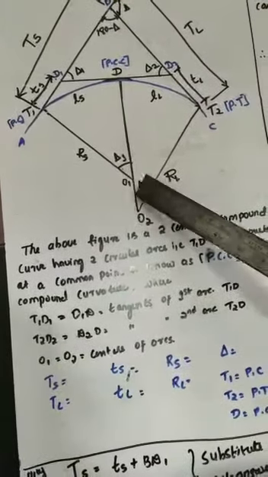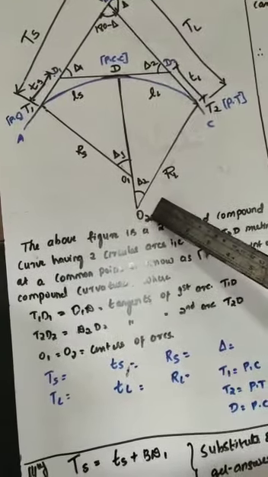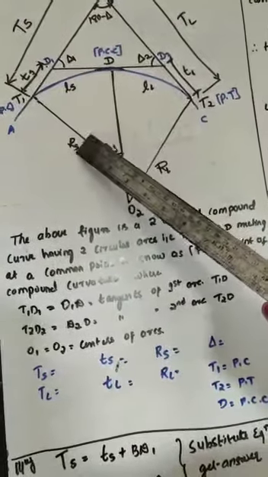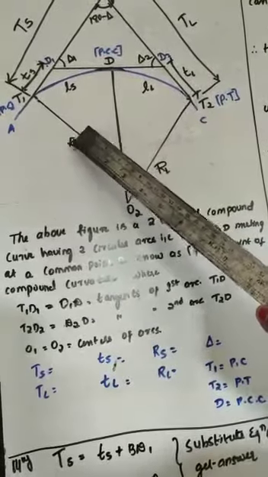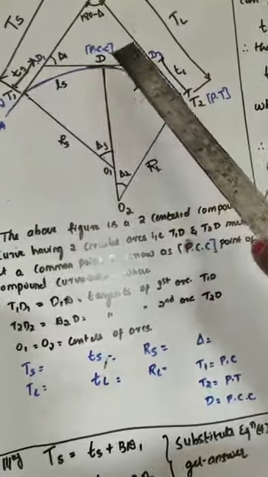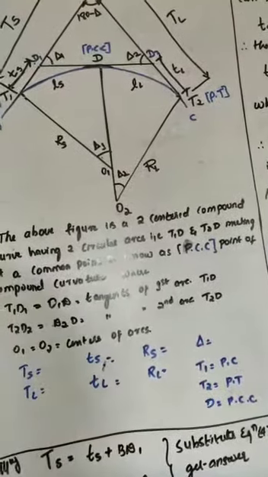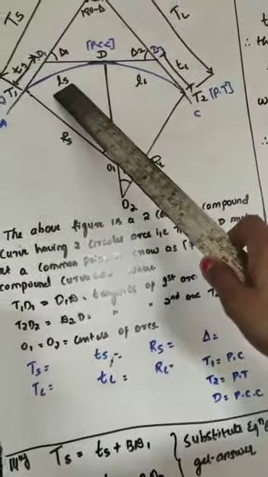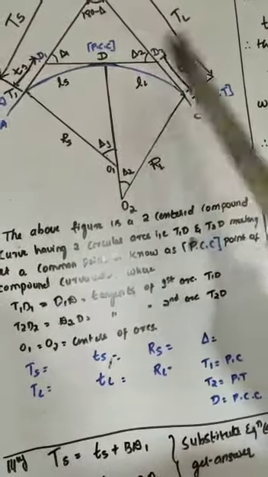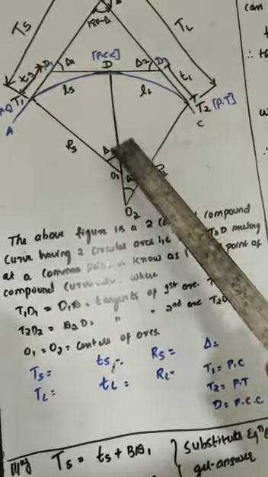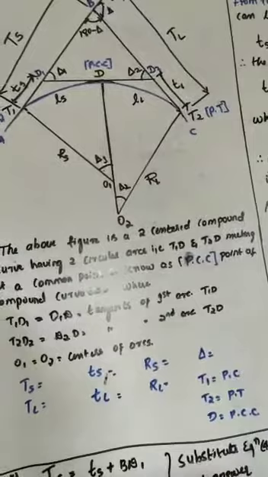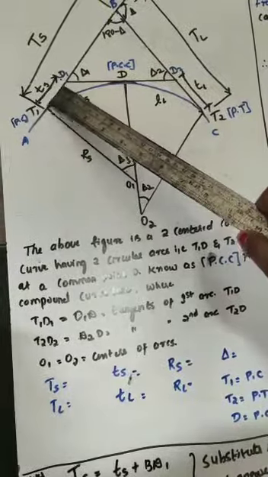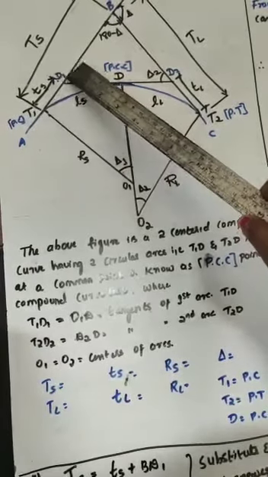And this O1 and O2 are the centers of the curvature, and R is nothing but radius. RS is the radius of the small curve, and RL is the radius of the long curve. LS and LL are the length of the small curve and the length of the long curve, and this theta is known as the deflection angle.